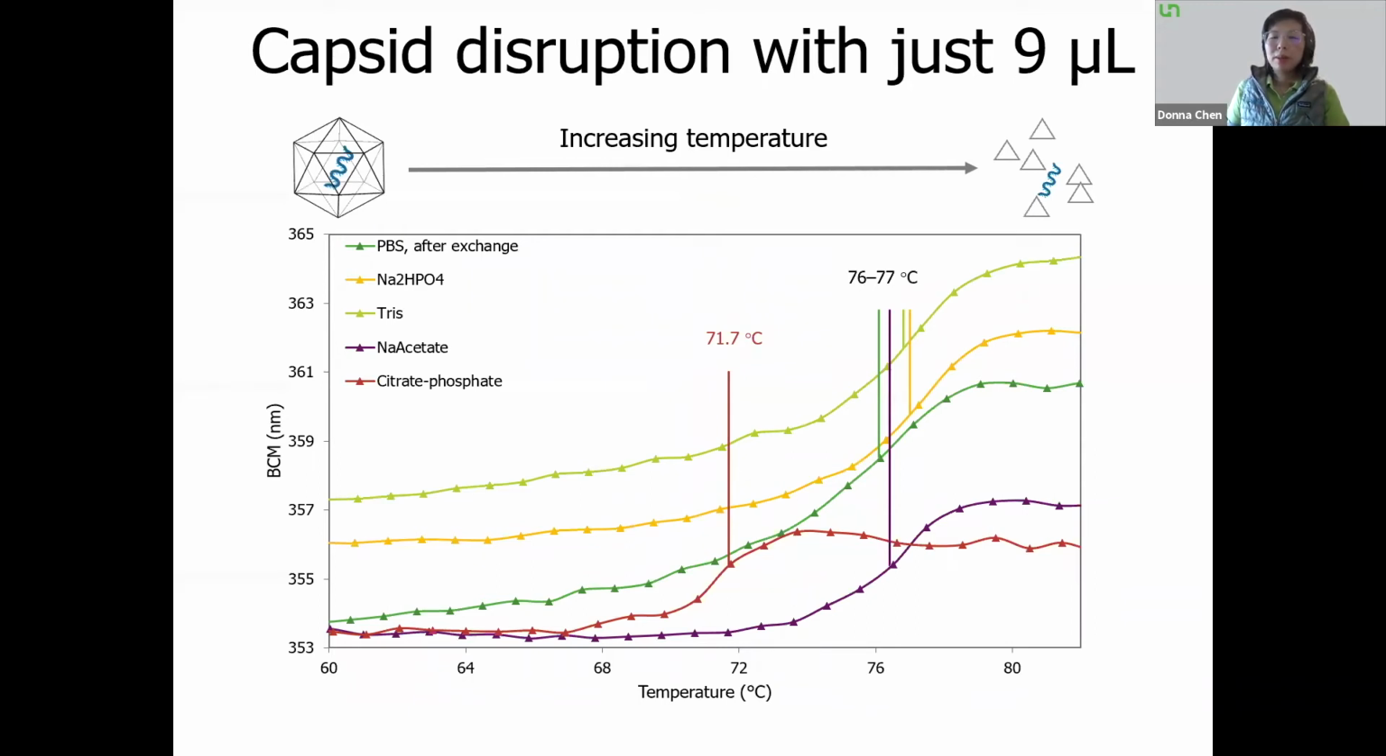So using the thermal ramping capability in the UNCLE, we can assess the capsid unfolding events in these different formulations. And we can see in most of the buffers we exchanged into, they're all having the TM at around 76 to 77 degrees, very similar to each other, with the exception of the citrate phosphate buffer. It has a lower TM at 71.1, meaning that the AAV is much more readily unfolded in this buffer.